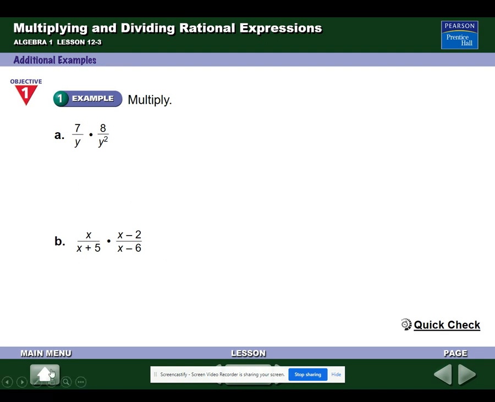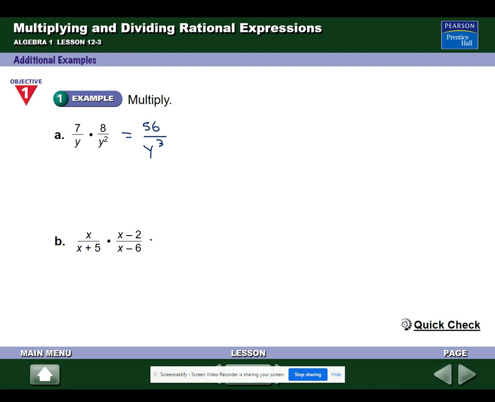You know how to multiply fractions. You multiply across. So 7 times 8 would be 56. Y times y squared, you add those exponents, so that would be y to the third. We should look to reduce these fractions, but this one doesn't reduce. It's just 56 over y to the third.